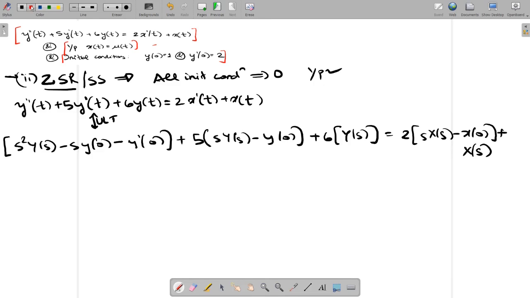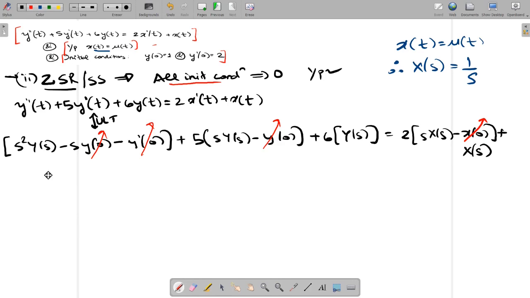Fine. Okay, so what do they say? They say all initial conditions are 0, means y of 0 is 0, y dash of 0 is 0. X of 0 is not given, so 0. X of s, is it 0? No, because we have to consider the input. Now one thing, they have said input is x of t is equal to u of t. They have given the input as this. So what is x of s, guys? It is 1 by s.